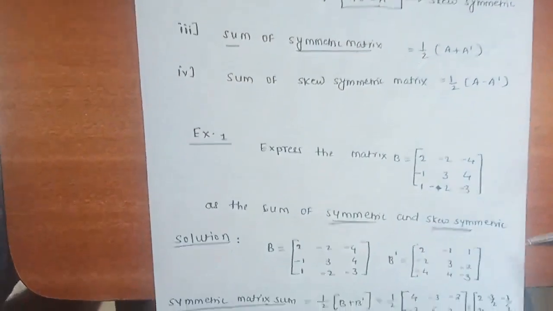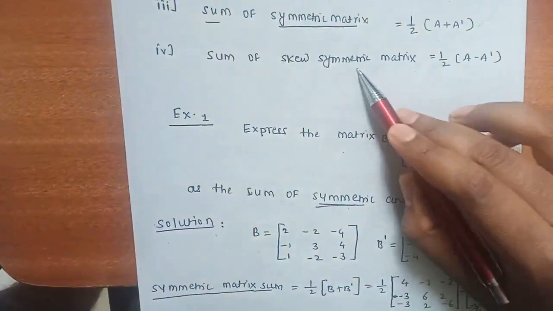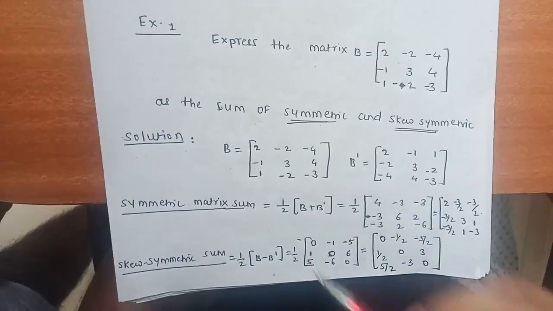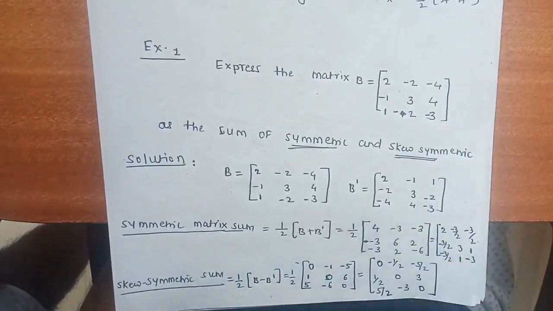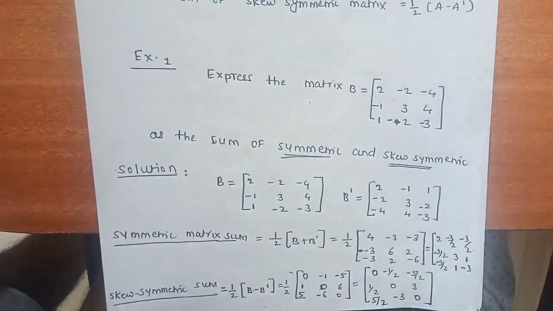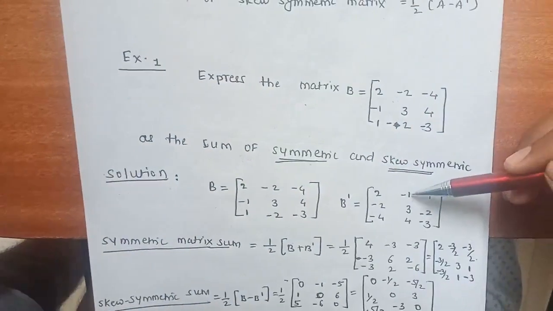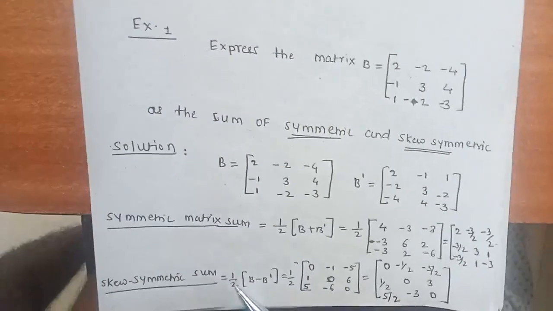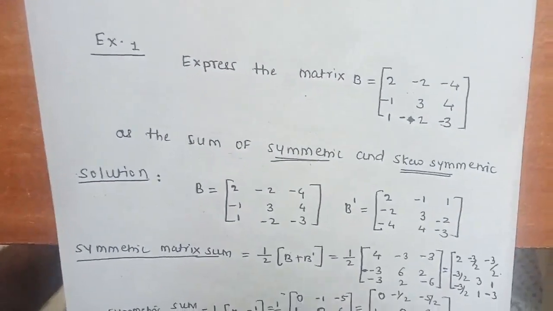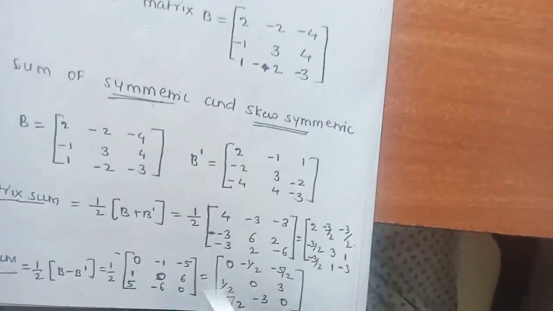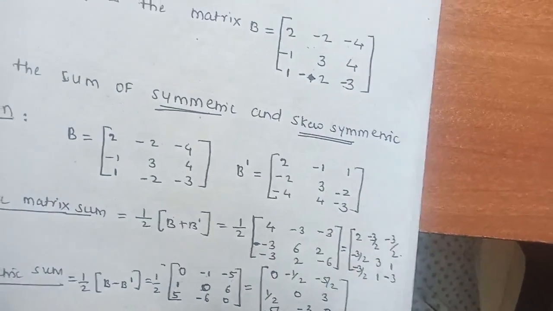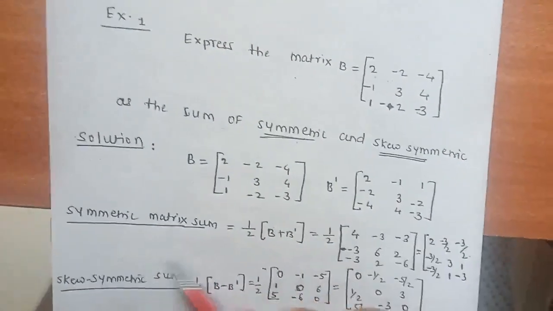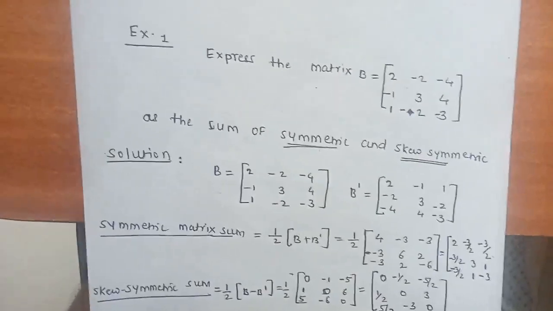For the skew symmetric matrix, everything is the same, just for the skew symmetric matrix you get the minus sign in between. So instead of B plus B transpose, I will do B minus B transpose. So B minus B transpose: 2 minus 2 is 0, so I got 0; minus 2, minus of minus 1 is plus 1, so minus 2 plus 1 is minus 1. Find it out like this and multiply that with 1 by 2. 1 by 2 into 0 is 0, minus 1 into 1 by 2 is minus 1 by 2, so this will be the final answer after simplification. In this way you can find the sum of symmetric matrices, and even the sum of skew symmetric matrices.